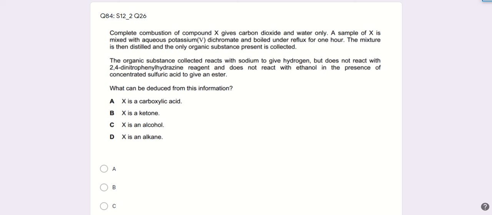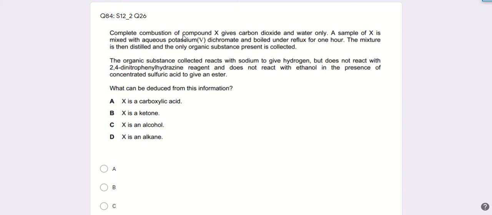Chapter 18, question 84. This question wants us to find out what X is. Let's look at the answer options. X can be carboxylic acid, ketone, alcohol, or alkane. Now, let's look at the first piece of information given in the question.